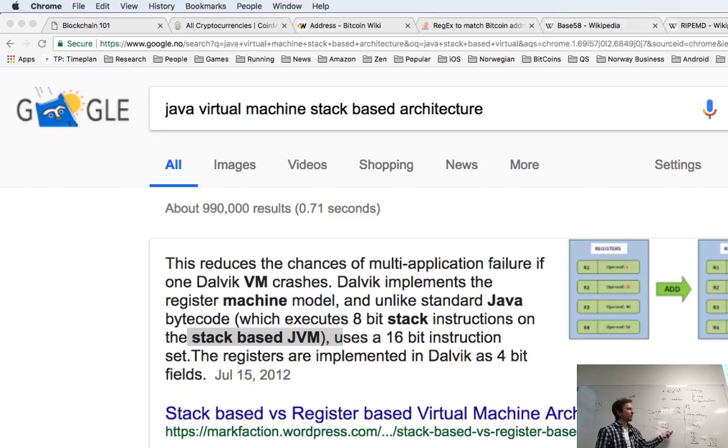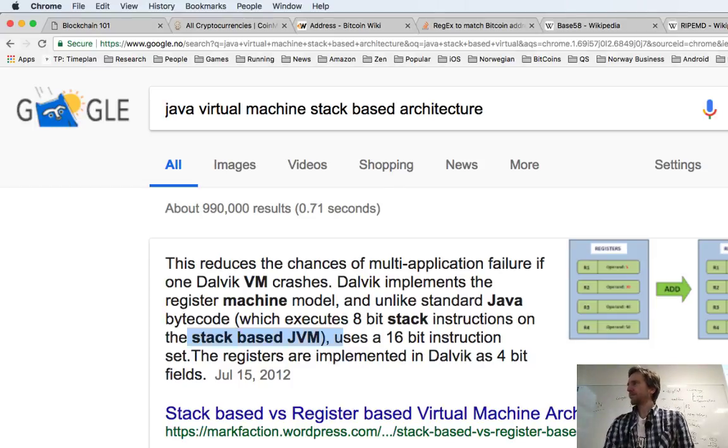So a lot of cryptocurrencies, including Ethereum and Bitcoin, which we'll discuss a little bit more in detail, are using a stack-based virtual machine for the operations, for the actual execution environment, right? Because it is more simple to specify what sort of operations the virtual machine has and how they logically operate.